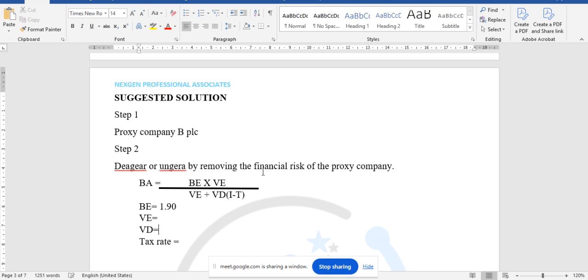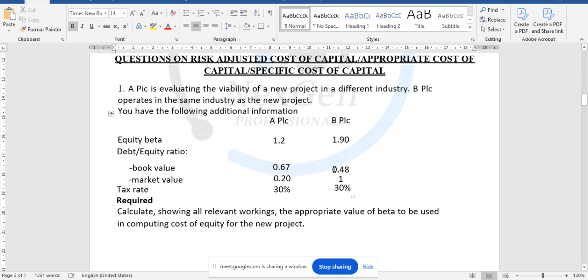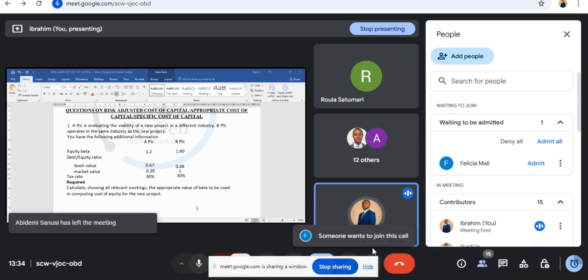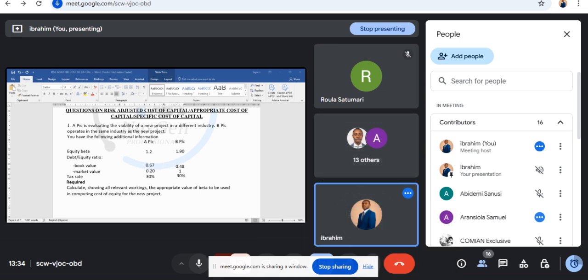Now, let's check. The tax rate for the Proxy company is 30%. And this is how you will read a question, even if they give you a question that is 10 pages. Identify every element there, identify it and bring it out. All right, and that is how it is.